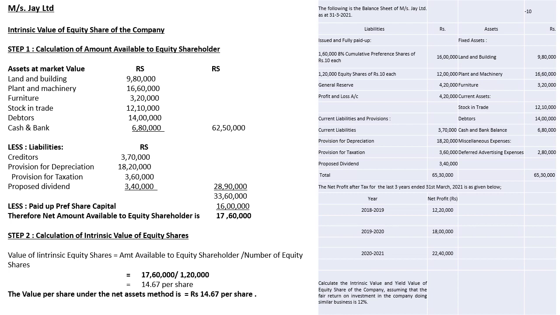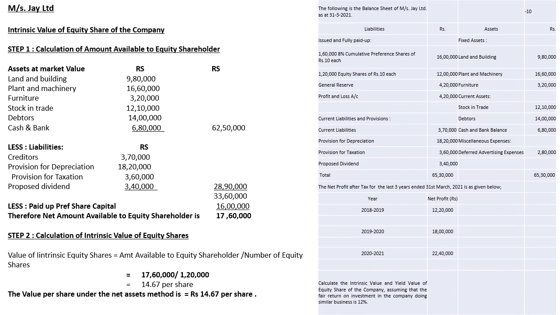See, you will write Mrs. J Limited on the top, then you will write intrinsic value of equity share of the company. So we are going to find out the intrinsic value of equity share of the company. Then in step 1, we are going to calculate the amount available to equity shareholders. You have to find out what amount will be available to equity shareholders, and how do we do it? We take assets at market value less liabilities. In this sum, additional information regarding revaluation is not given, so we take whatever values are given in the sum.